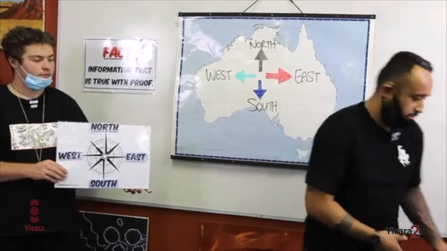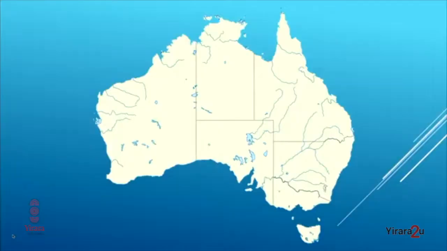Let's have a look at some more slides on our PowerPoint. So having a look at how we can apply our compass points, let's have a look at the different places and states and territories of our country, Australia.